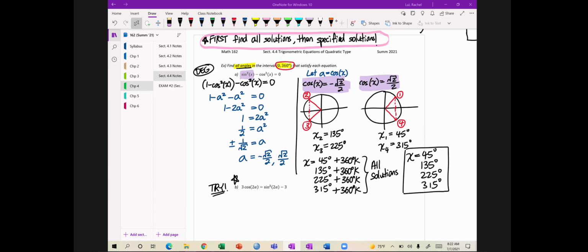If you have questions as you're working through this problem, put it in the chat so I can help direct you. And then when you're finished and you have solutions for alpha, send them to me directly.